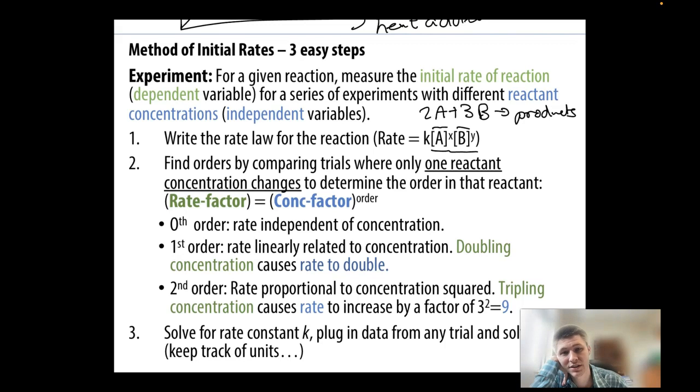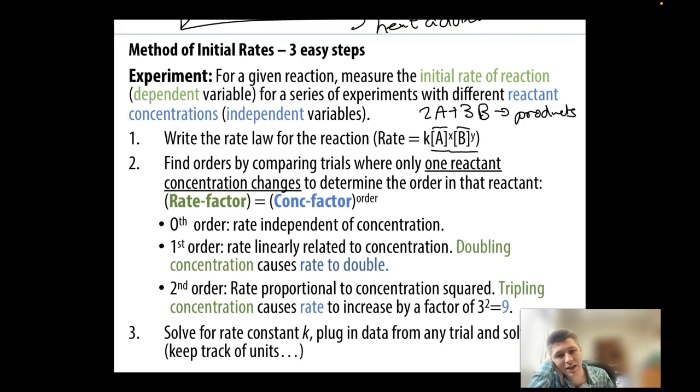Then we're going to do our comparisons to find the orders. So we look for trials where only one reactant concentration changes. When we do that comparison, we can use that to determine how that concentration affects the rate. We can get an equation that looks like this by dividing those two rate laws.